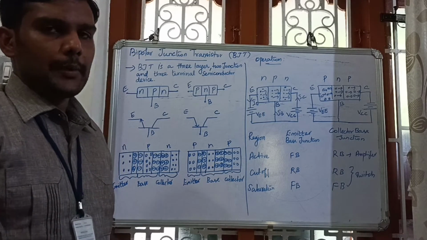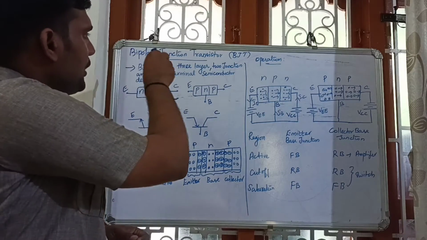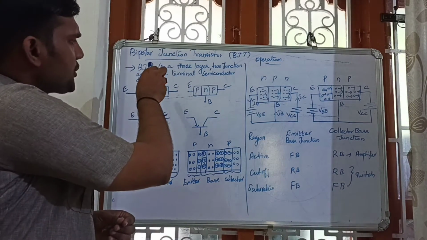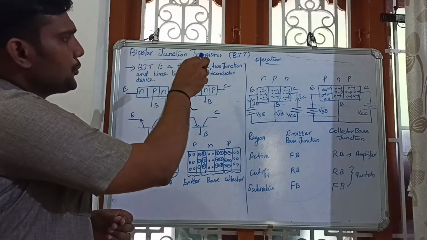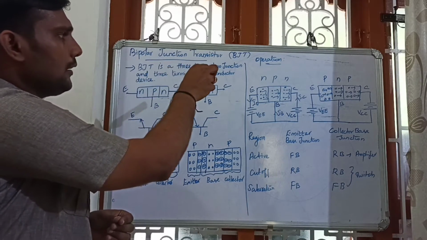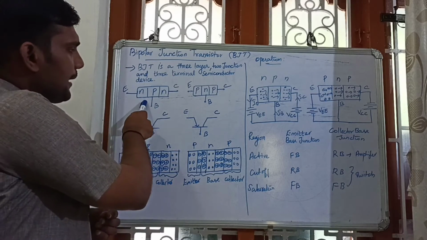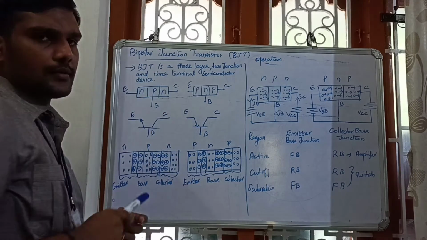Dear students, now I am going to teach the topic bipolar junction transistor. A bipolar junction transistor is a 3-layer, 2-junction and 3-terminal semiconductor device. This is the NPN transistor, this is the PNP transistor.